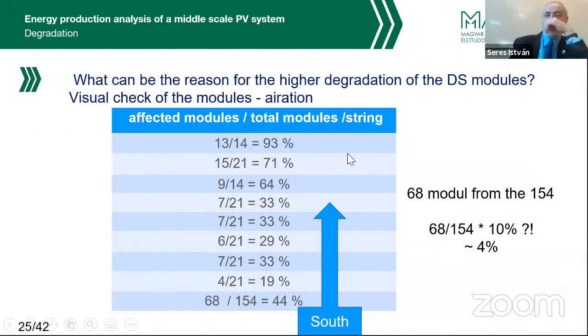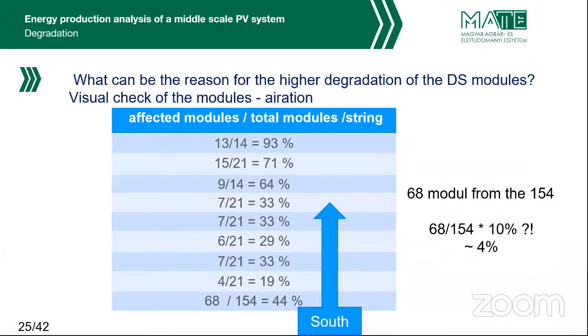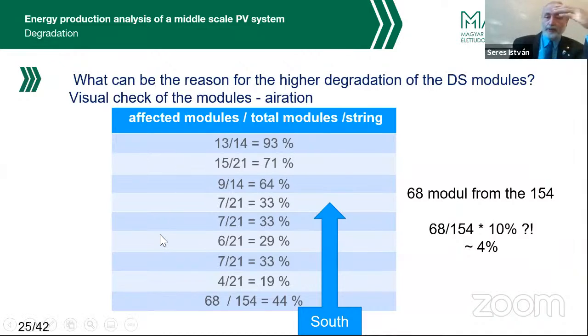So we predicted that this causes about 4% of energy loss continuously at this moment. Yeah, perhaps we should try to re-insulate some modules to see whether we can stop it or not. That is the next question.